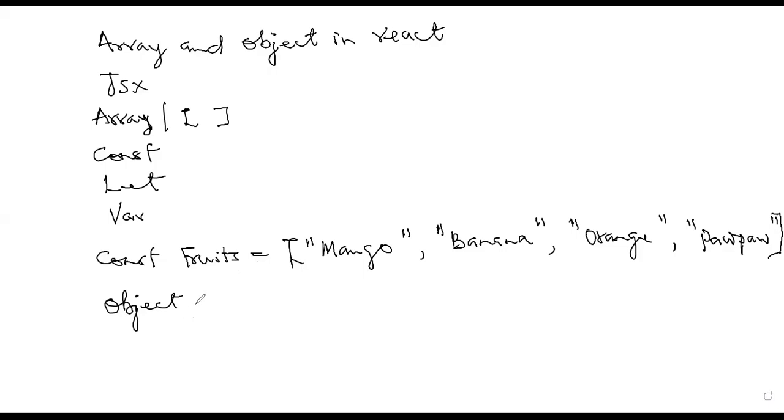An object is also, the values are also placed inside double quotation marks, but the symbol that is used to denote an object is a curly bracket. A curly bracket like this is what is used in denoting an object. This is how we denote an object. Okay. Now, an object can also be assigned to a variable.